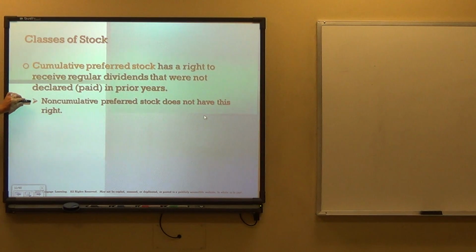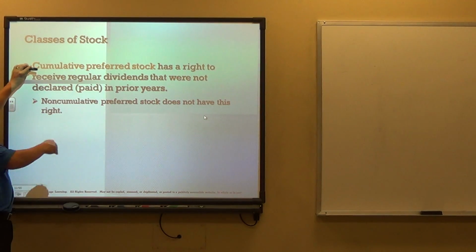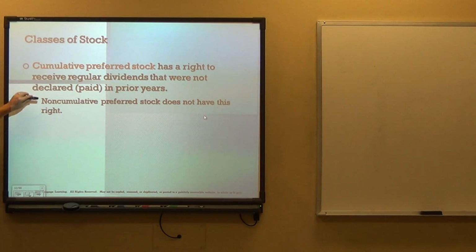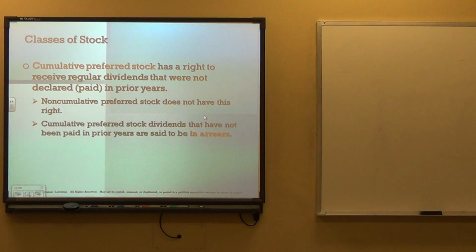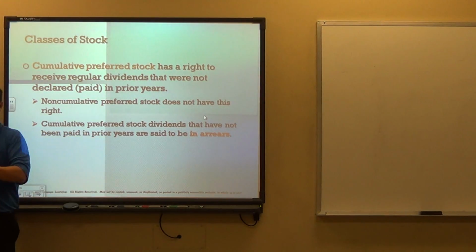Now, non-cumulative preferred stock does not have this right. Cumulative means I get paid regardless, even for back years they have not paid me. Non-cumulative means I only get paid when they're able to pay, and they don't have to pay me every year. Cumulative preferred stock dividends that have not been paid in prior years are said to be in arrears, so they owe us that money.